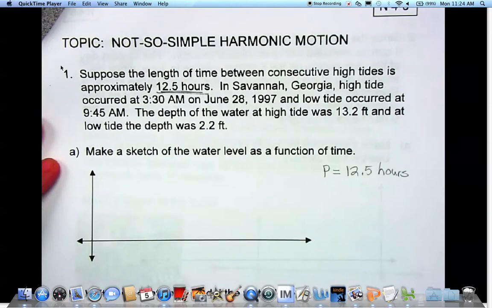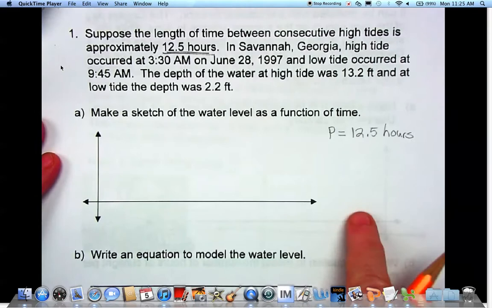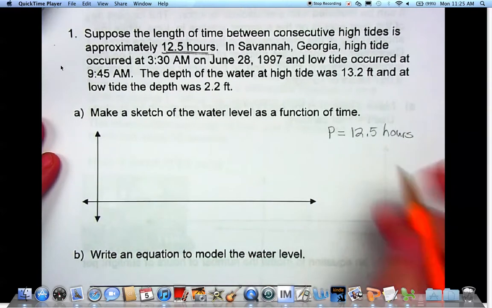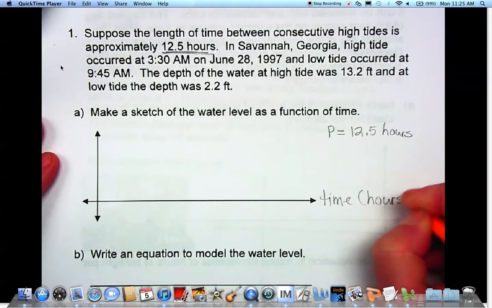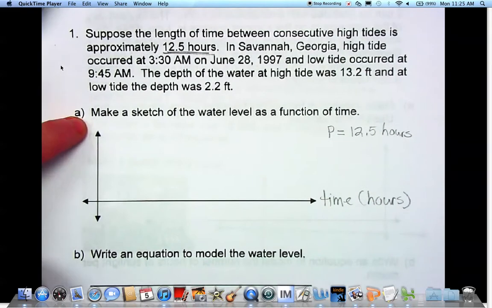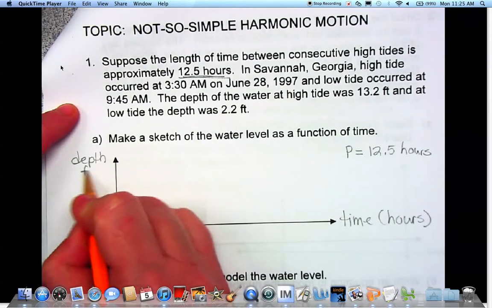Okay, in Savannah, Georgia, high tide occurred at 3:30 a.m. on June 28, 1997, and low tide occurred at 9:45 a.m. The depth of the water at high tide was 13.2 feet, and at low tide the depth was 2.2 feet. So tell me, what's going to be on this axis? Hours. Okay, time in hours. And what is going to be on the vertical axis? The depth of the water in feet, right?